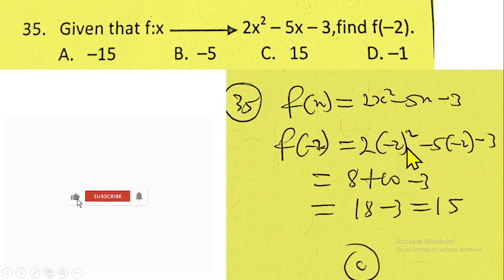So that gives us 2 into minus 2 squared, minus 5 into minus 2, minus 3. Minus 2 squared is 4, times 2, that gives us 8. Minus 5 times minus 2 gives us plus 10, minus 3. 18 minus 3 gives us 15. So option C is the correct option for question number 35.